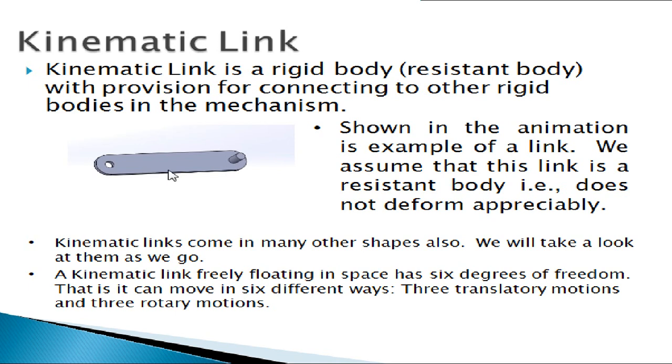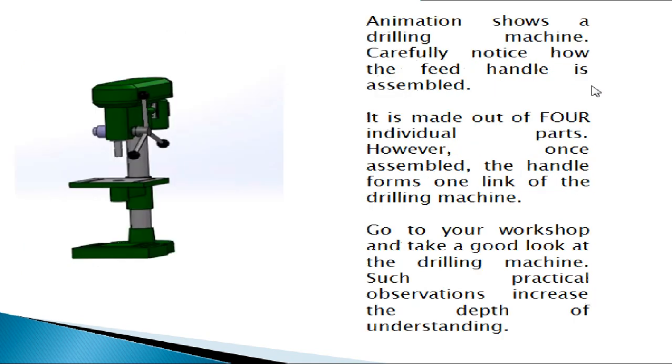3 degrees of translational freedom, that is, it can move along the x-axis, along the y-axis, and along the z-axis. It can also rotate about the x-axis, the y-axis, and the z-axis. That is, there are 6 different ways in which the link can move, and so we say that this link in space has 6 degrees of freedom.